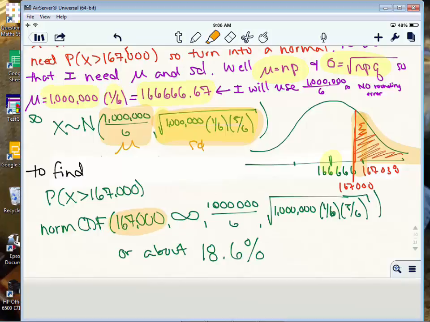167,000 to infinity. Notice that I type it in, and instead of getting an error, the calculator can handle a normal because it doesn't have all those choose functions. That's the difference. It's not doing 1,000,000 choose 1 million choose 2. It can handle it. It's about 18.6% chance of it taking that many.